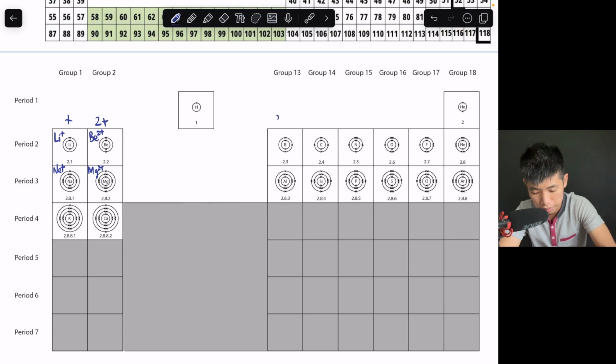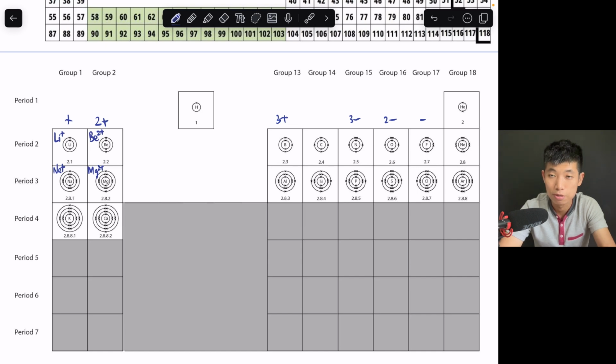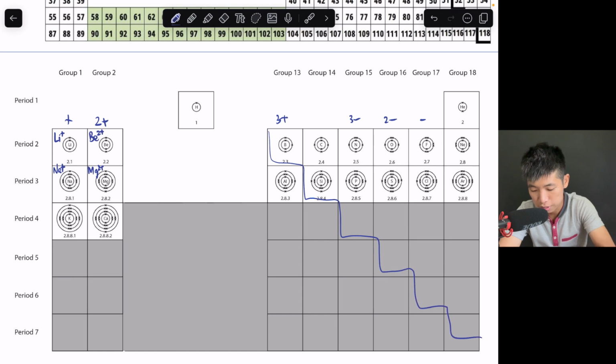Okay, then we have 3 plus, 3 minus, 2 minus, and minus. Non-metals gain, metals lose electrons. Another feature is that your non-metals can also share electrons, so they can do ionic and covalent bonding. So with that knowledge, it relates to chemical bonding.